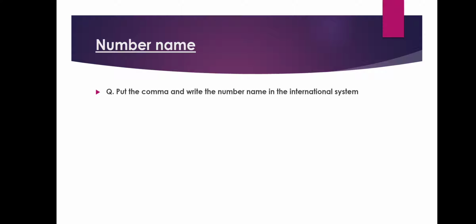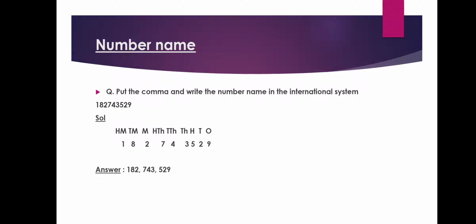Now let us do one question. We have to put the commas and write the number name in the international system. Now this is a number given to us. Now first again we have to write the place values in the international place value system. Then we have to arrange the numbers accordingly. So at ones we have 9, at tens we have 2, at hundreds we have 5, at thousands 3, at 10,000 4, at 100,000 7, at million we have 2, at 10 million we have 8, at 100 million we have 1. Now we will have to put the commas properly after each period.